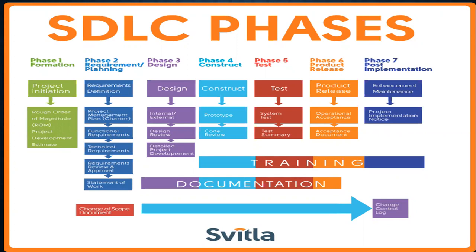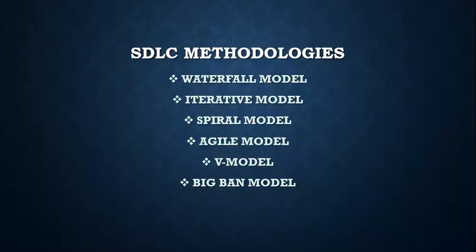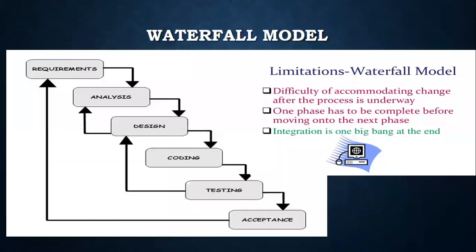So this is the overall thing about SDLC phases. In SDLC we have different methodologies: waterfall model, iterative model, spiral model, agile model, V model, big bang model. All these are different types of models available in the market. Compared to all these, the waterfall model, agile model, and V model are mostly used. Even compared with waterfall and V model, the agile model is a very good model compared to all other methodologies. So I would like to give an overview about the waterfall model.